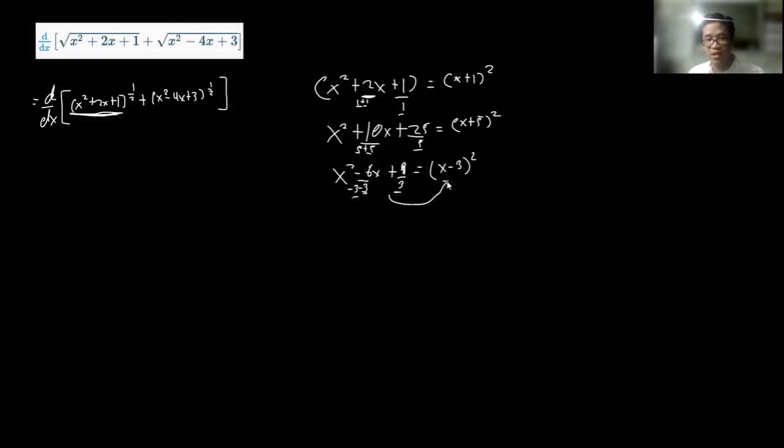Instead of positive 3, we're going to use negative 3, since if you add two negative 3s, it would result in a negative coefficient in the middle term. All right, how about this one? x squared minus 4x plus 3.